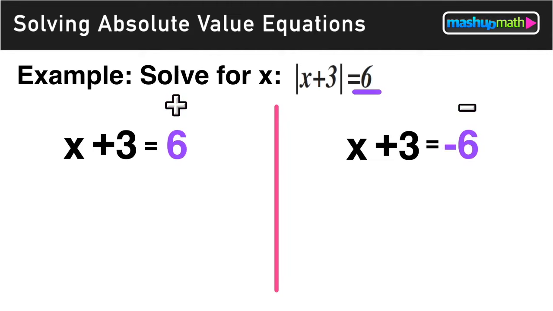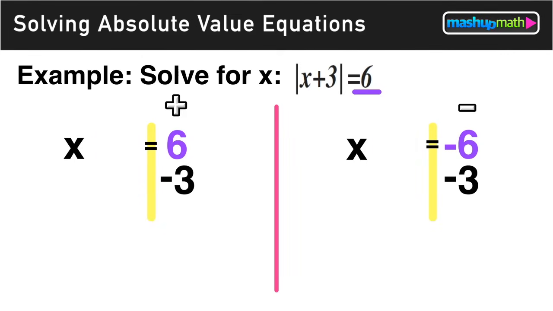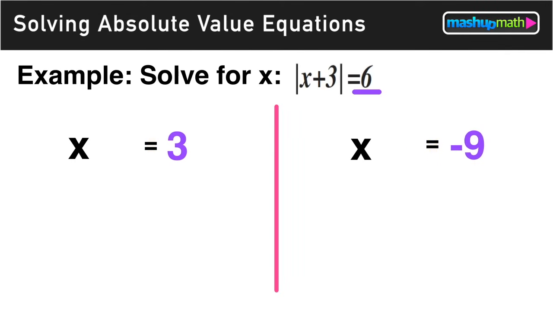So here on the left side, we're solving the equation x plus 3 equals positive 6, and on the right side equation, x plus 3 equals negative 6. Now these are simple equations to solve. We'll go ahead and subtract 3 on both sides of the equal sign for both equations. That will cancel out the positive 3 on each side. And now over on the right side of the left equation, 6 minus 3 is equal to positive 3. Over on the right side equation, negative 6 minus 3 is equal to negative 9. And now we have our two solutions to this absolute value equation, x equals 3 and x equals negative 9.